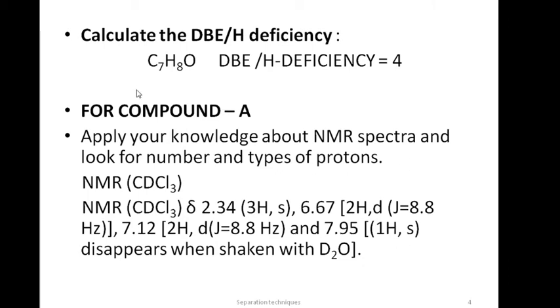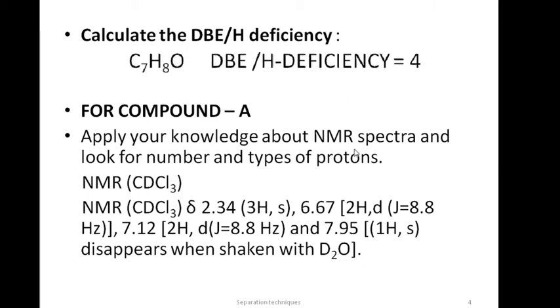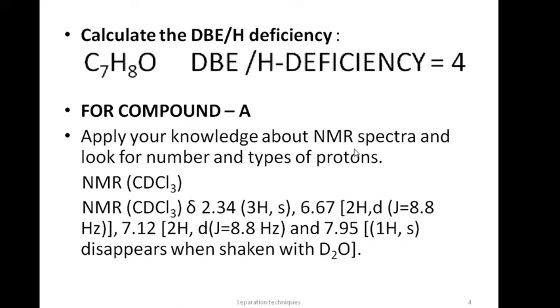After you calculate double bond equivalence, see here, the double bond equivalence is 4. I have given this as homework for you. So for C7H8O, the hydrogen deficiency or double bond equivalence is 4. From that, you have various predictions, as we already know, either 4 double bonds or something like that. We have various combinations, and we shall check which combination is suitable for us. Now we have to apply our knowledge of NMR spectra. So we have taken compound A. These are the data which have been given.